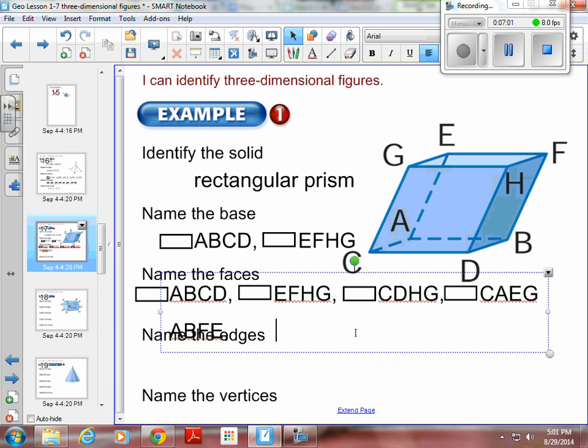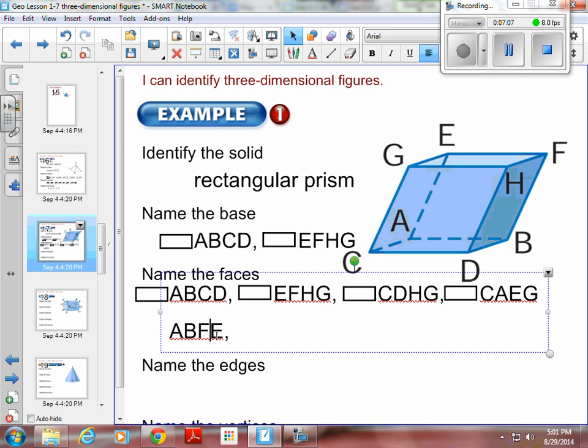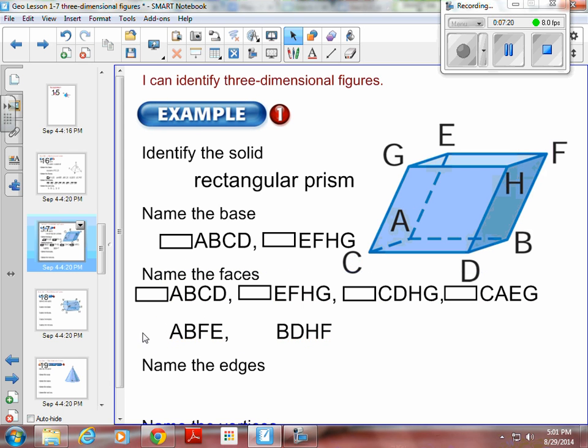And my last one would be this side over here, so B, D, H, F. And then I need to put in a couple more rectangles here to name them. All right, so those are my faces.